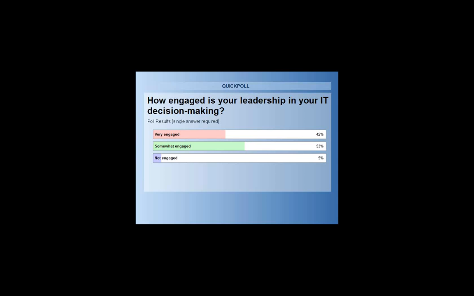And I think that also reflects a trend that we've seen over the last 5 or 6 years, if not longer, of nonprofit leadership becoming more engaged in IT and understanding the importance and the value of IT.